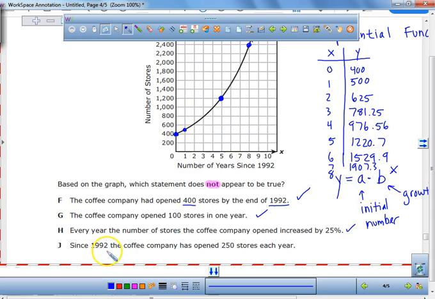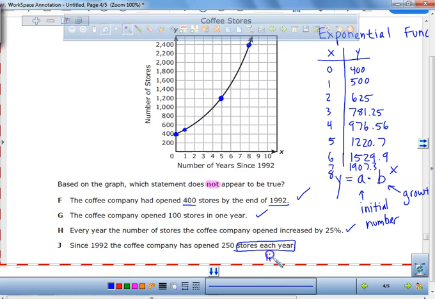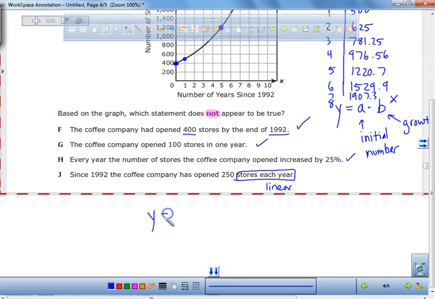Okay. But if it says right here, since 1992, the coffee company has opened 250 stores each year, that's not an exponential function. That's a linear function. If it goes up, what would that be? That'd be your slope. The equation for this would be y equals 250x plus 400. Where are you starting at? 400 stores. What's it going up each year? 250. This is linear.